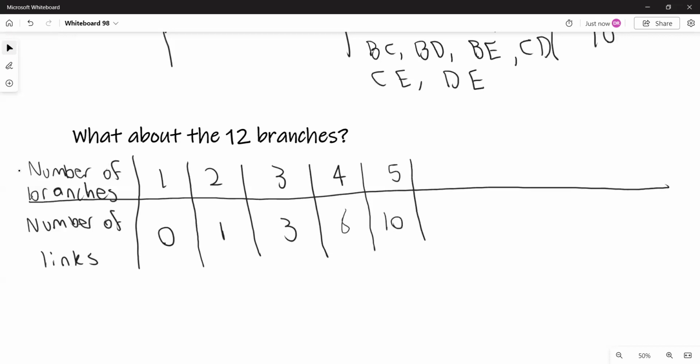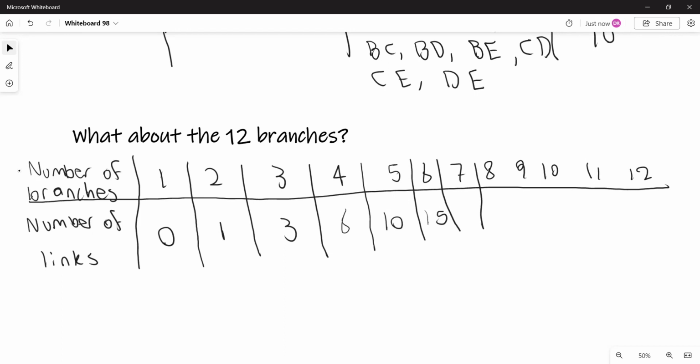So if we want to do it for 12, we now can identify the pattern. So I'm going to go all the way to 12. Okay, so 1 plus 0 is 1. 2 plus 1 is 3. 3 plus 3 is 6. 4 plus 6 is 10. 5 plus 10 is 15.